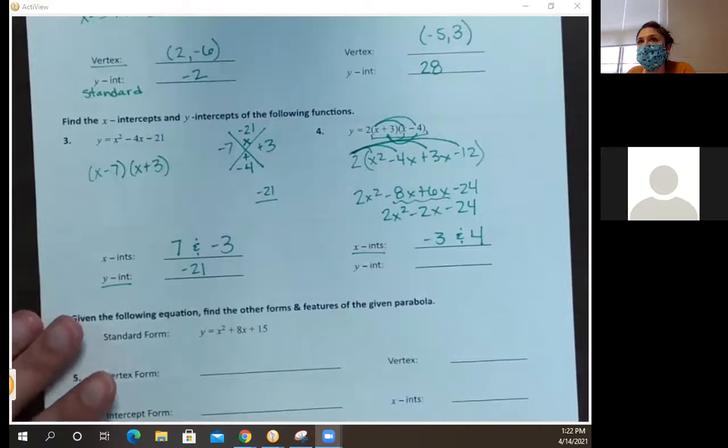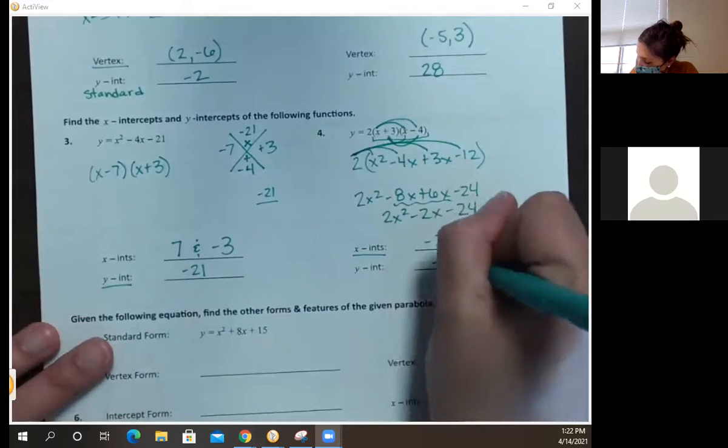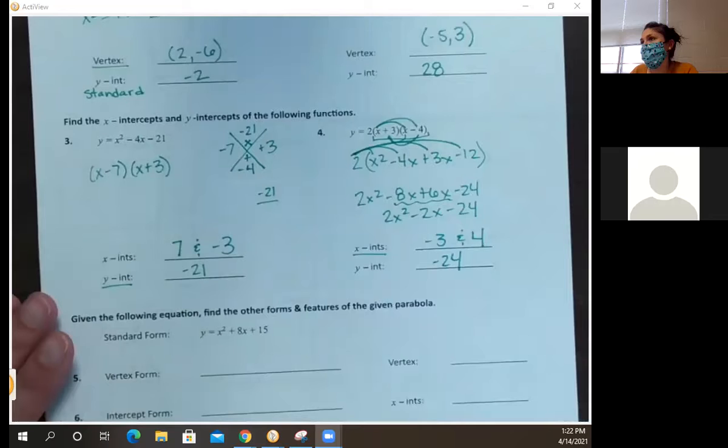So there's standard form. What's my y-intercept? Negative 24. Perfect. Any questions for me on number 4?